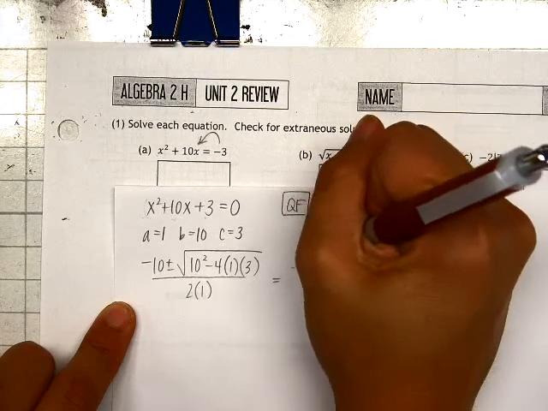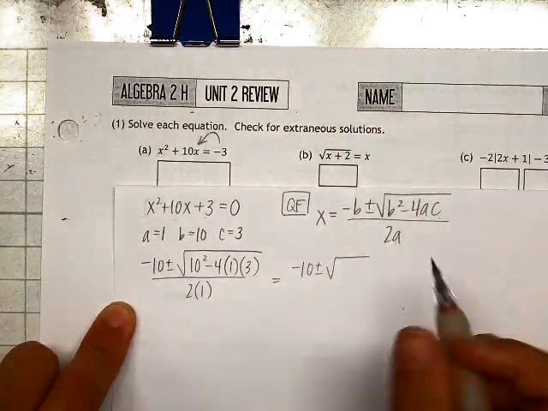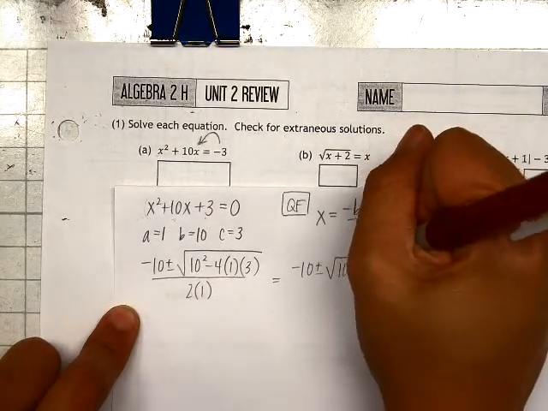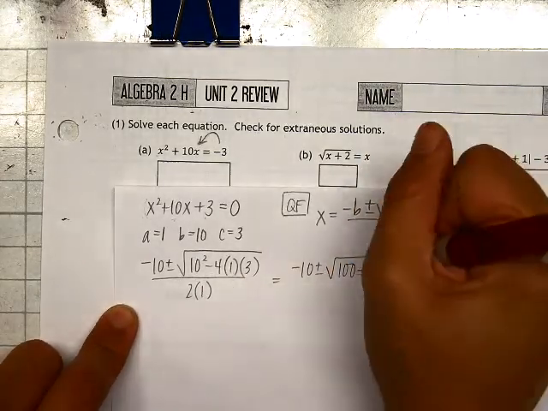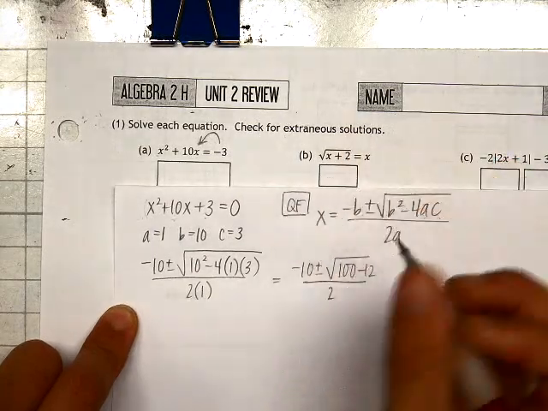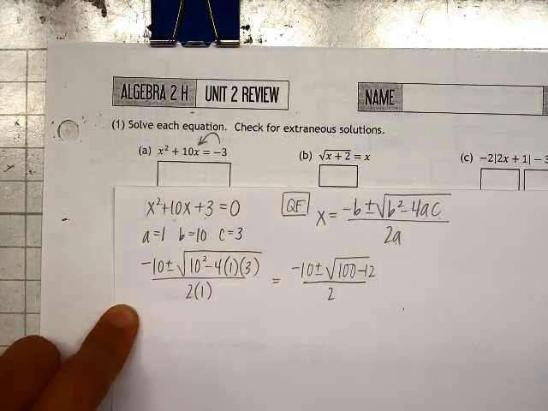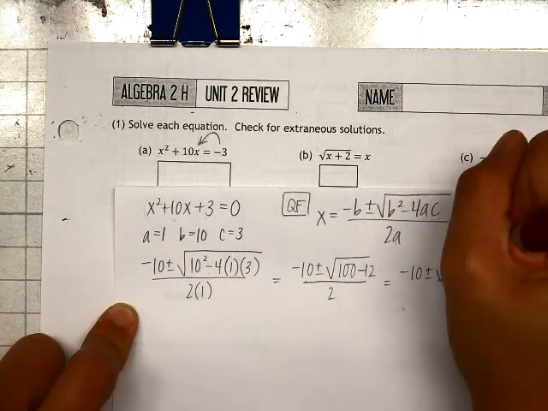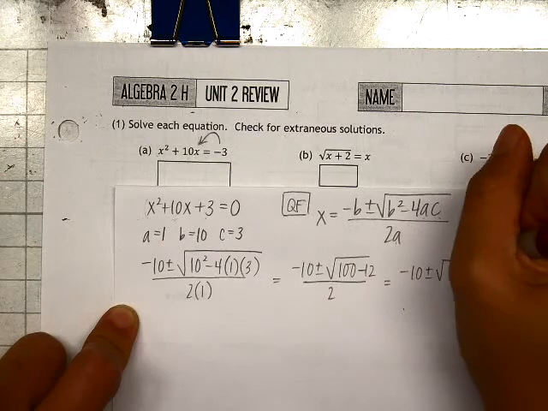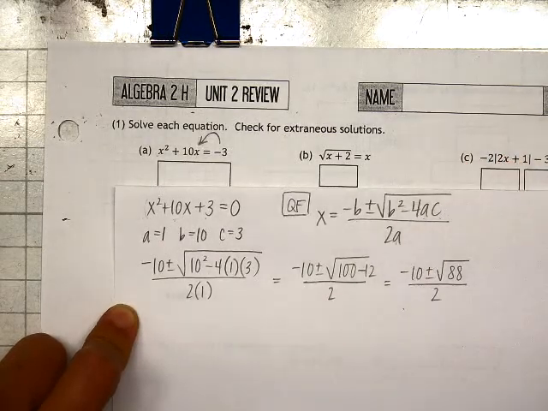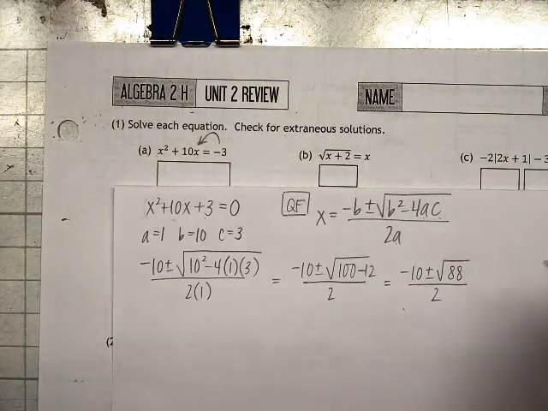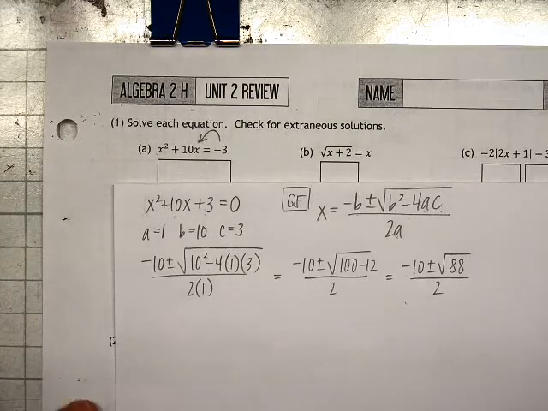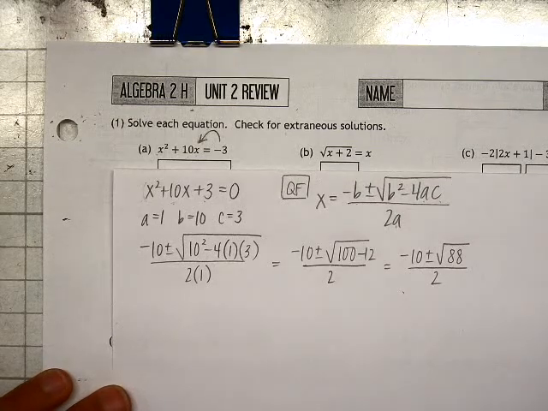We'll start inside the square root, so we keep the negative 10 plus or minus. Then inside the square root we have 10 squared, which is 100, minus 4 times 1 times 3, which is 12, all over 2 times 1, which is 2. If we continue simplifying a little bit further, that'll give us negative 10 plus or minus the square root of 100 minus 12, which is 88, all over 2. Now at this point, you could theoretically stop here because the square root of 88 is not really a nice number. 88 is not a perfect square.